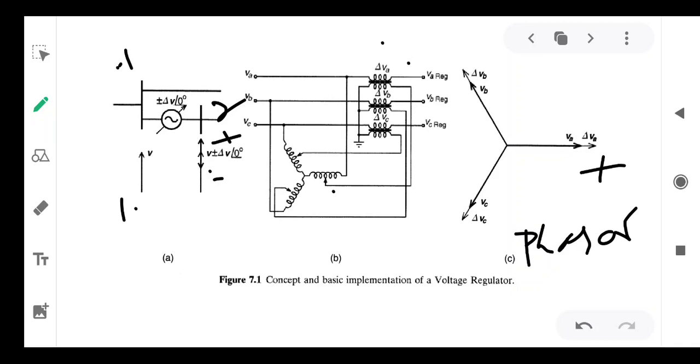So this is nothing but a voltage regulator or voltage magnitude controller. In contrast to the previous devices, it is nothing but tapping control of the transformer. You can change the tap changing position to obtain the voltage control without compensating for the reactive power.